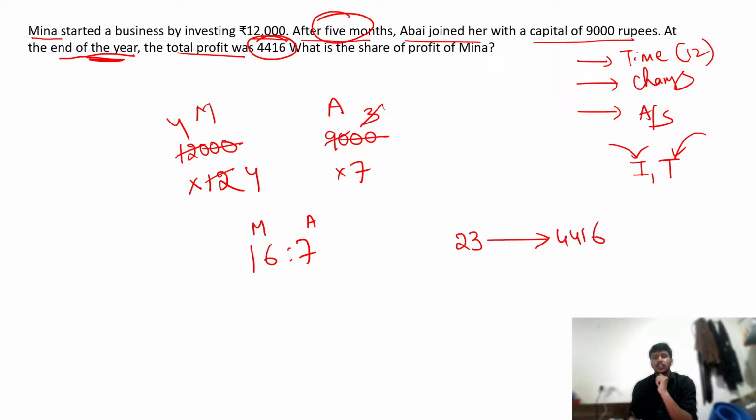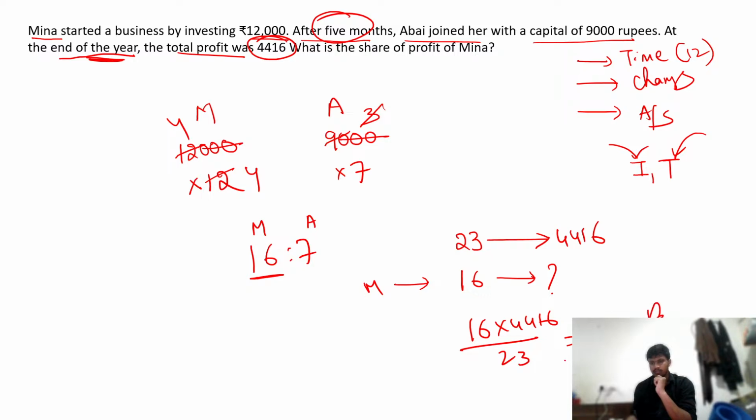But I want to find out Meena's share. How much is Meena's share? 16 parts. So 16 parts value equal to how much? Because we want Meena's value. So if 23 parts value 4416, then what is the share of Meena? 16 parts. So 16 into 4416 by 23, you are going to get the answer as 3072 rupees.